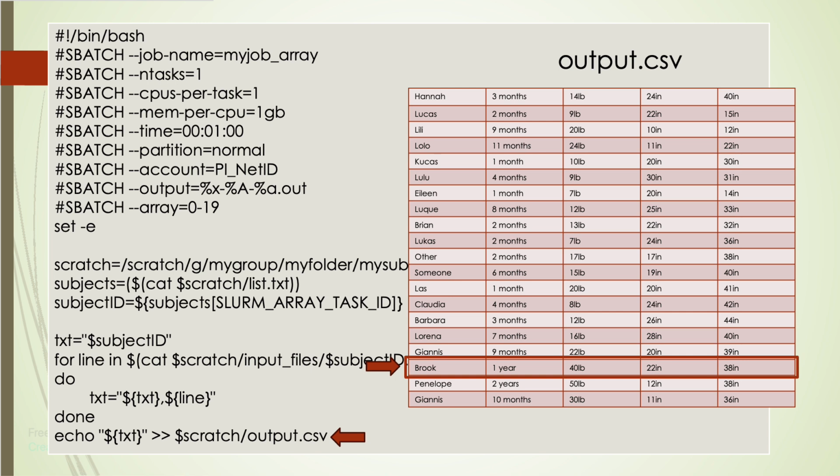This is a very simple example with the purpose of illustrating how arrays work in SLURM, but you could write a similar script to do some complex processing on heavy data of different subjects.